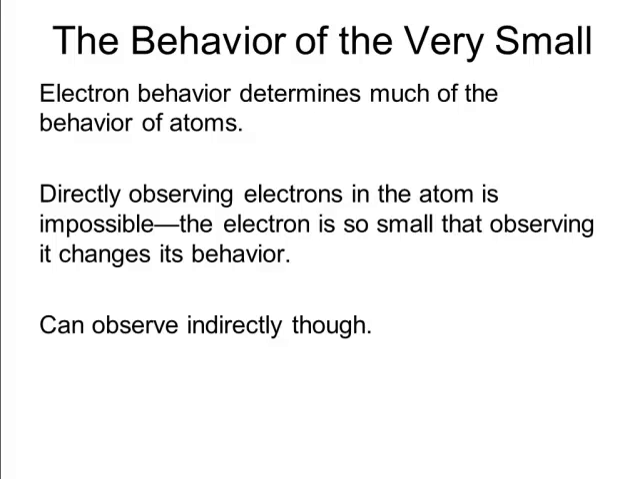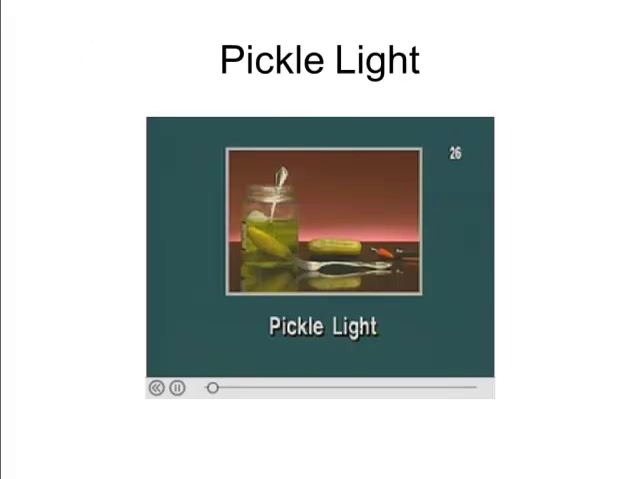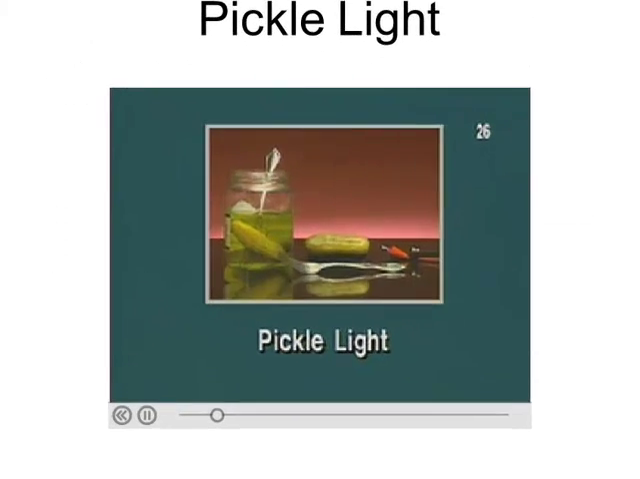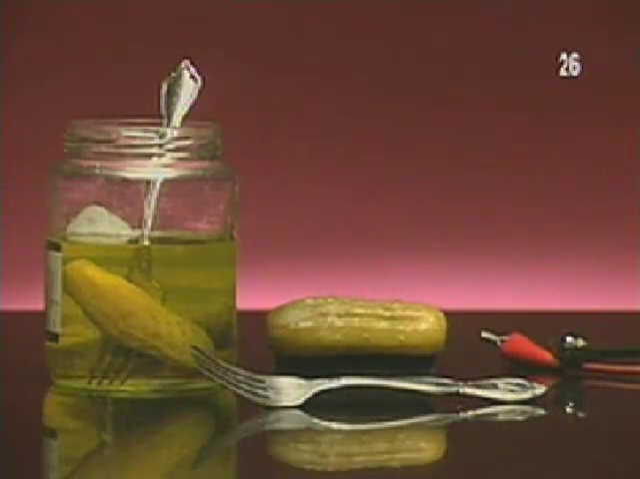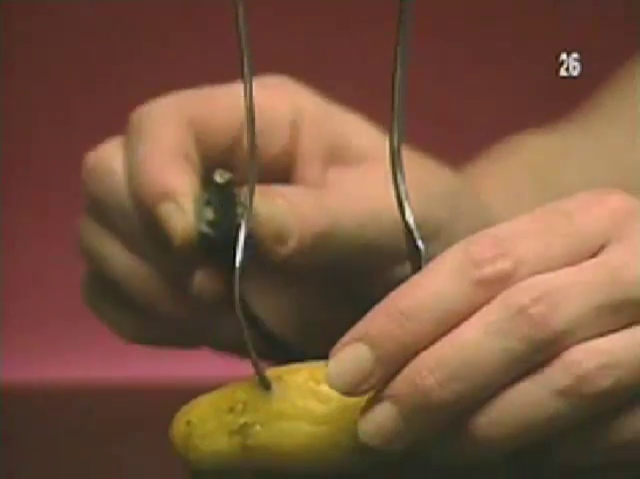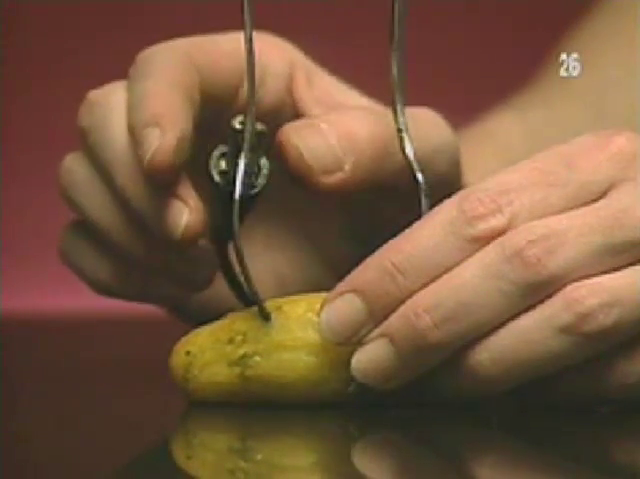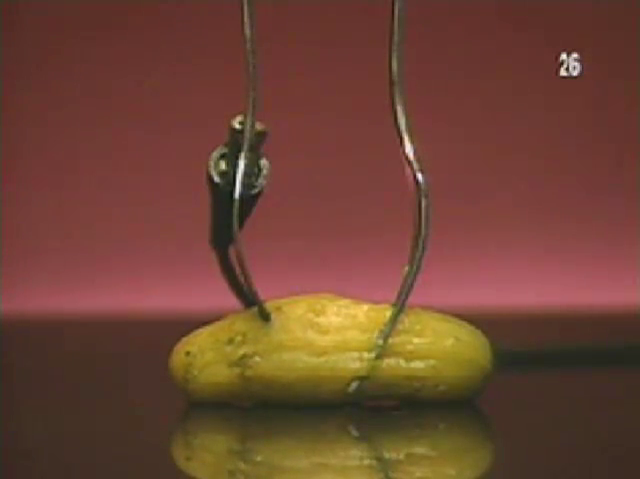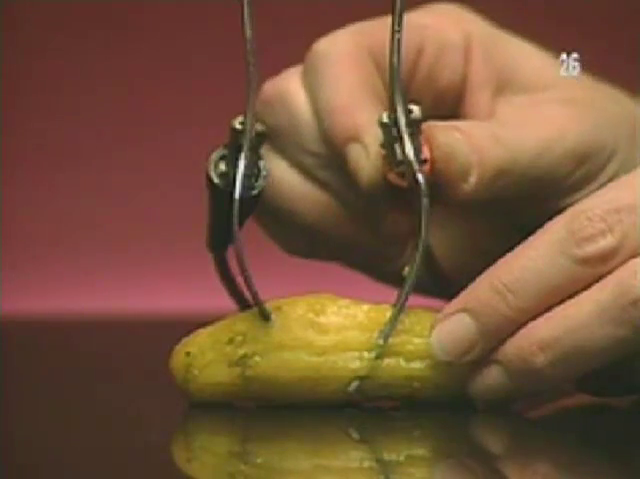All right, let's look at a couple examples of these. First one is the pickle light. So, how do I make a pickle? I soak a cucumber in a sodium chloride solution, a brine solution. All right. If I take that pickle, and you can see, put 2 forks in it. All right, I'm going to apply a high current through that pickle, and we'll just see what happens.